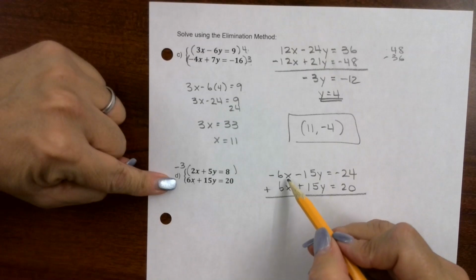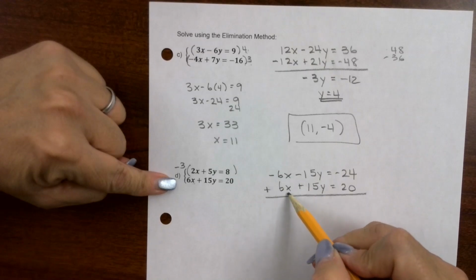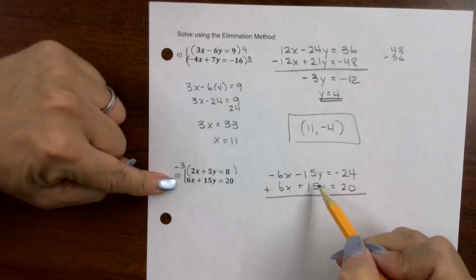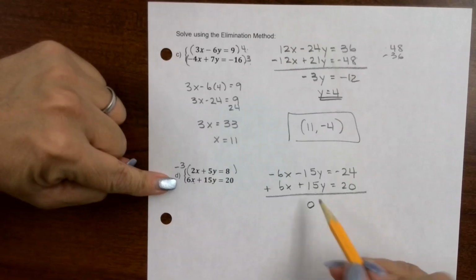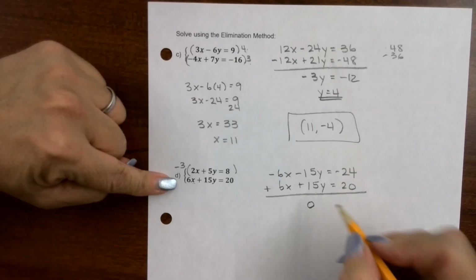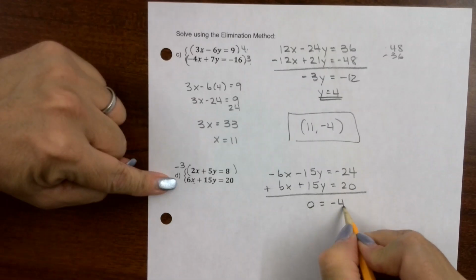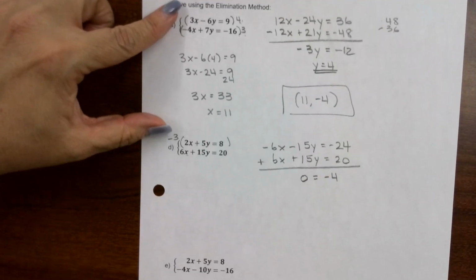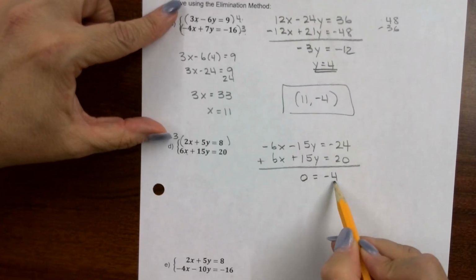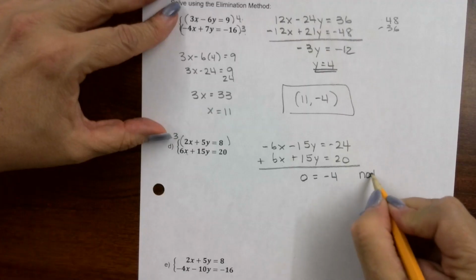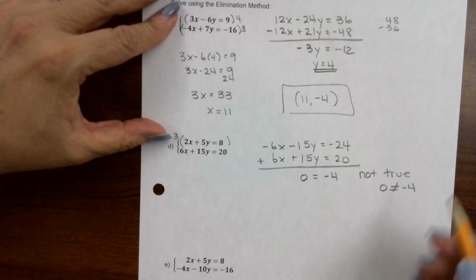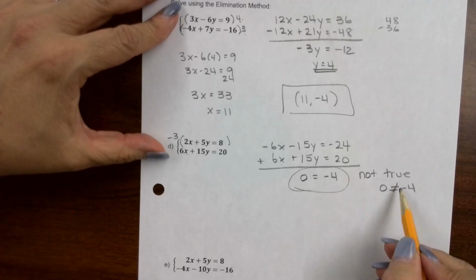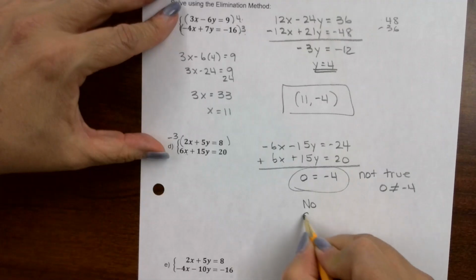So now I'm going to add this up. My x's go away, but look what happens. My y goes away. So when all of this happens, that means the left side of my equation is 0. Everything has canceled out. It doesn't just go blank. I have to have something there, so it becomes a 0. And this is going to equal negative 4. So now I have this dilemma. This says 0 equals negative 4, but this is not true. 0 does not equal negative 4. So because this situation is not true, this says I have no solution.